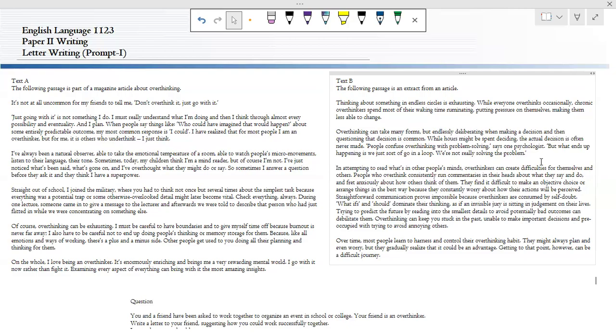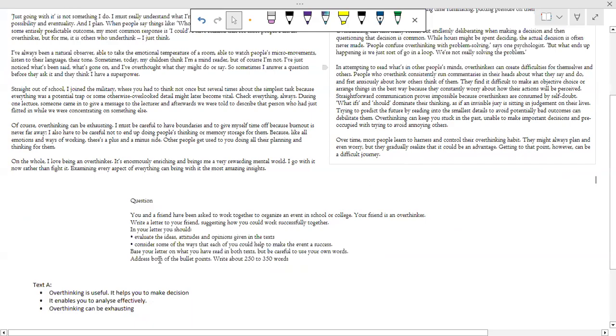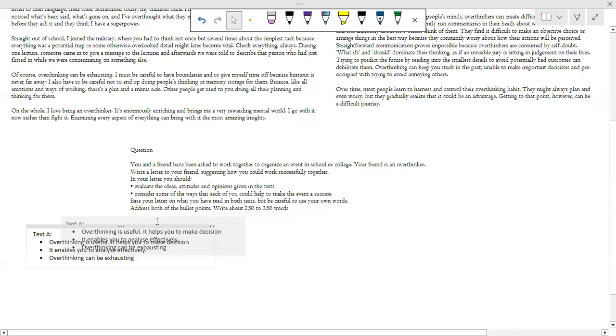Overthinkers tend to worry about how others are going to look at them, how others are going to think about them, making even simple communication quite difficult. They also keep revisiting the past and worrying about the future, which stops them from making decisions or moving forward. However, the passage acknowledges that some overthinkers learn to manage their habit over time and turn it into an advantage, right? So let's take out the ideas from here as we did from text A. So let's take it out from text B as well.